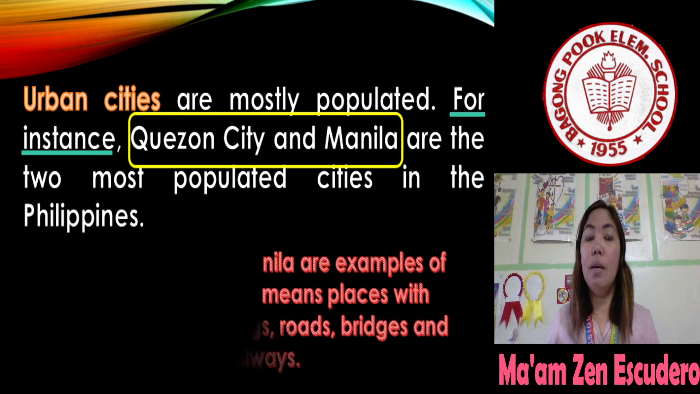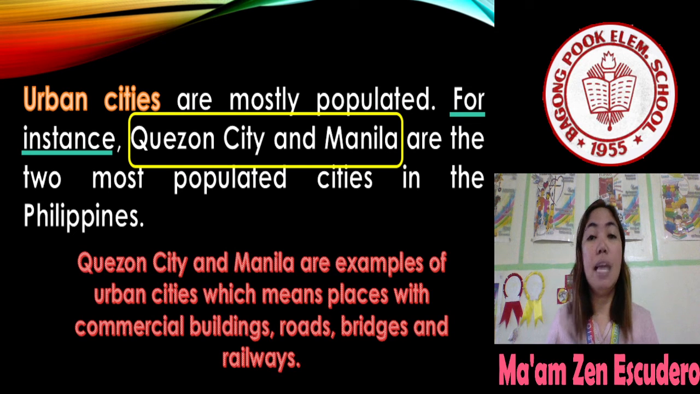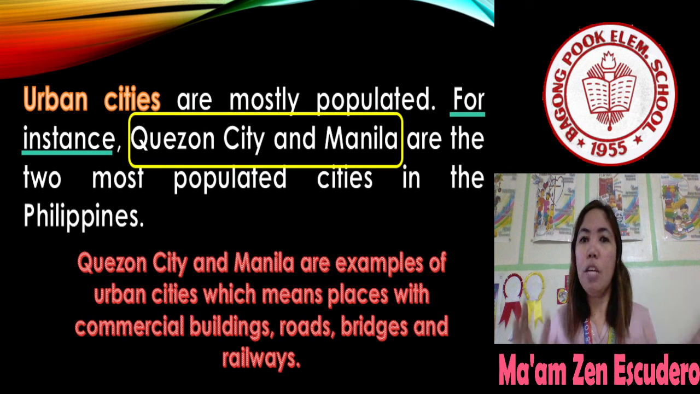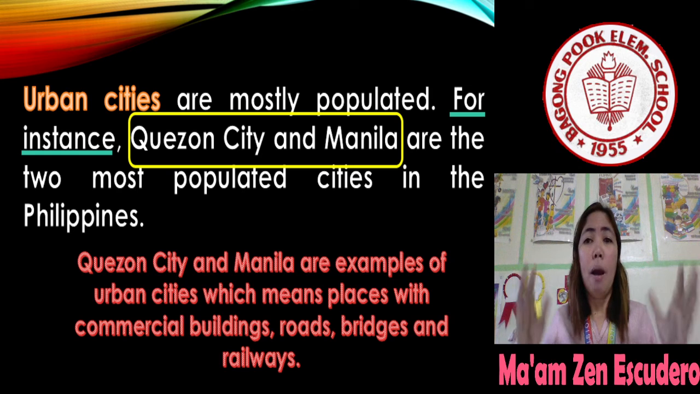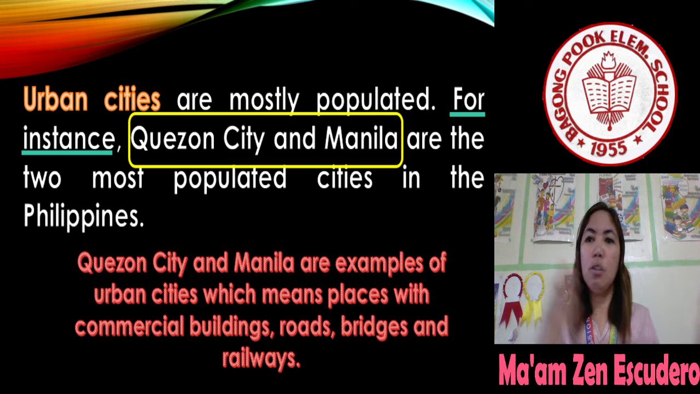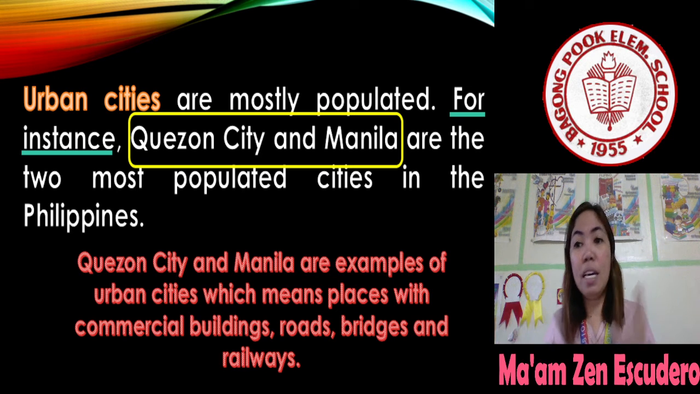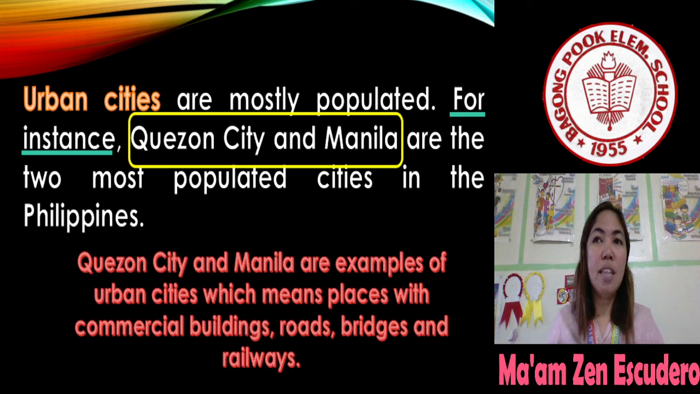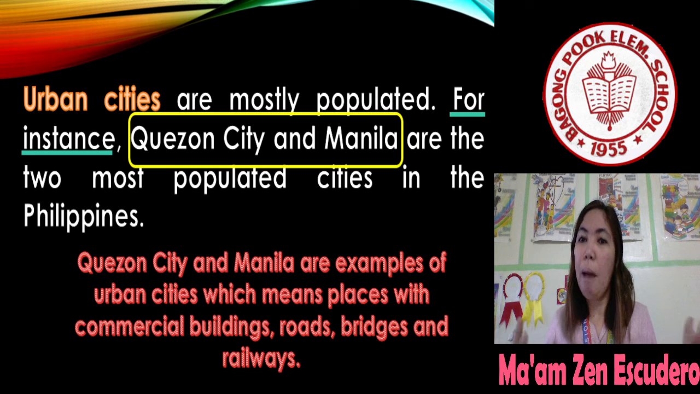From here, we will learn that Quezon City and Manila are examples of urban cities, which means places with commercial buildings, roads, bridges, and railways. When we say urban cities, these are places with so many factories, so many vehicles, with big streets, and mostly populated. When we say populated, there are so many people living in that place. So that is urban cities.